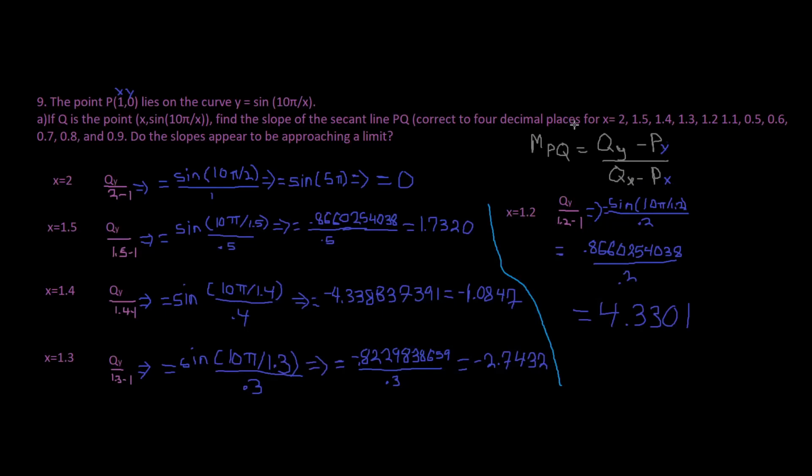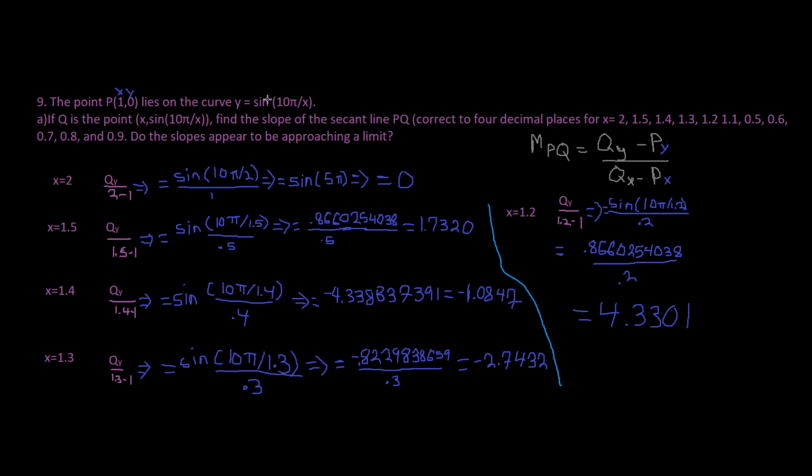The point P(1, 0) lies on the curve y equals sine(10π/x). If Q is the point (x, sine(10π/x)), find the slope of the secant line from P to Q for x equals 2, 1.5, 1.4, 1.3, 1.2, 1.1, 0.5, 0.6, 0.7, 0.8, and 0.9. Do the slopes appear to be approaching a limit?